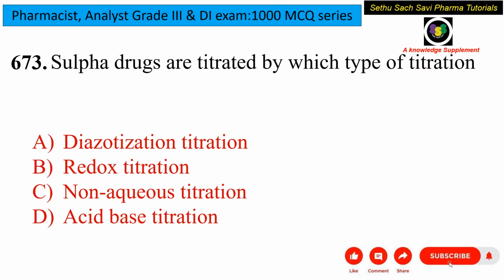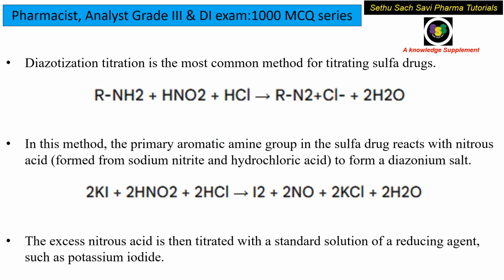Now coming to the third question, sulfa drugs are titrated by which type of titration? Is it diazotization titration, redox titration, non-aqueous titration, or acid-base titration? See, in sulfa drugs, as we know, we are using diazotization titration. A primary aromatic amine group will be present in the sulfa drug. This will react with HNO2, that is nitrous acid, and form the diazonium salt. Now here there will be excess nitrous acid, so this will be back titrated by using a reducing agent.